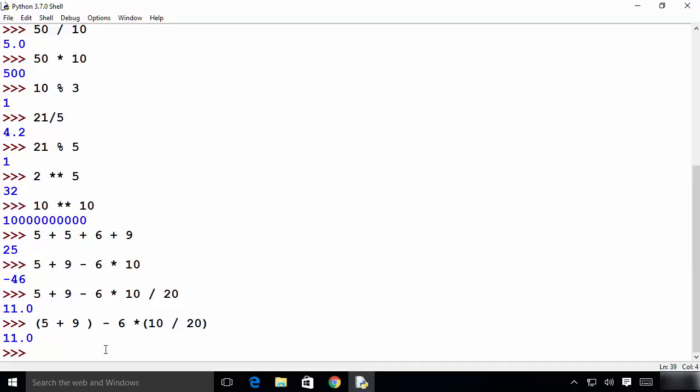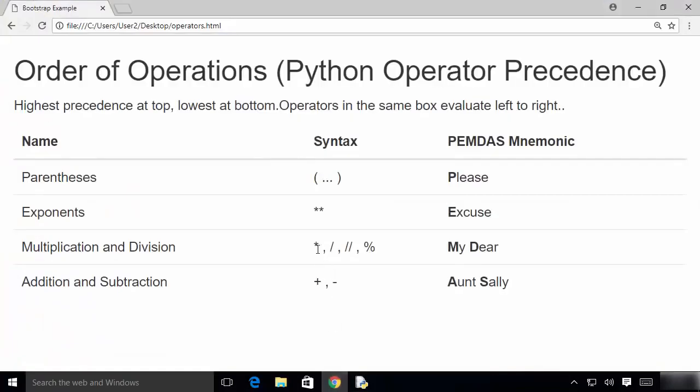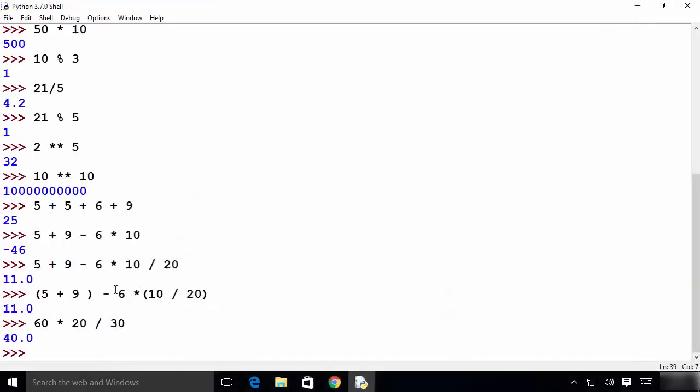Once again, for example, if you use 60 multiplied by 20 divided by 30 and then press enter, it will give you 40. But in which order will this calculation happen? First of all, this multiplication will take place because in the table we have seen that the multiplication operator and division operator have the same priority, and that's why the priority will be decided from left to right.